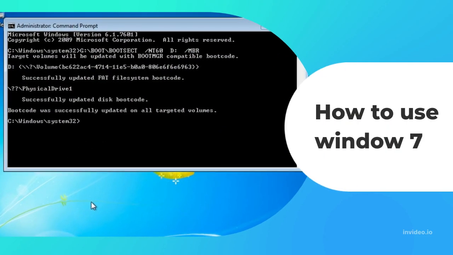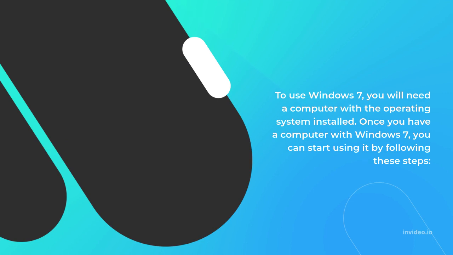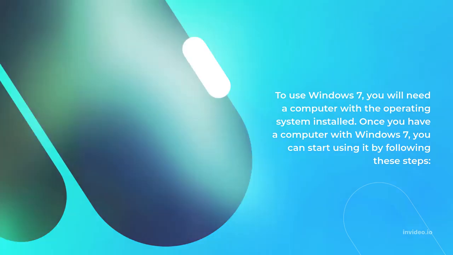How to use Windows 7. To use Windows 7, you will need a computer with the operating system installed. Once you have a computer with Windows 7, you can start using it by following these steps.